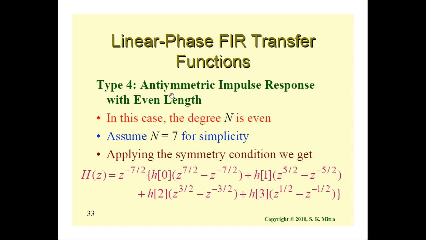In the case of type 4, the response is antisymmetric and the length is even, therefore the order of this filter will be odd.